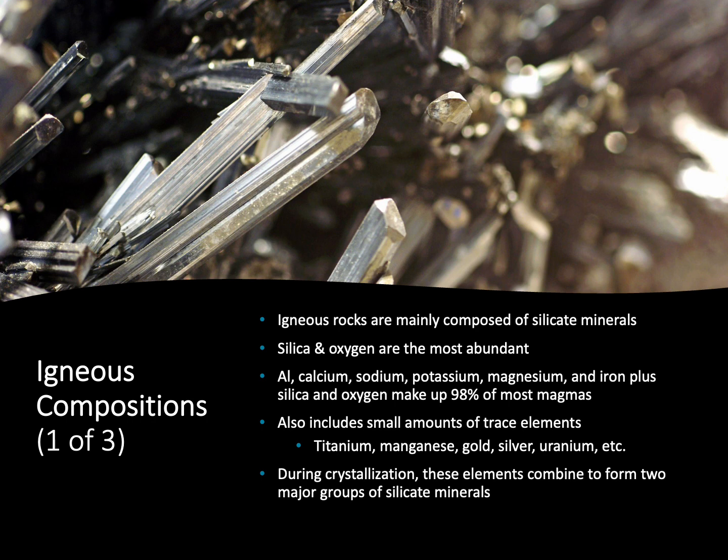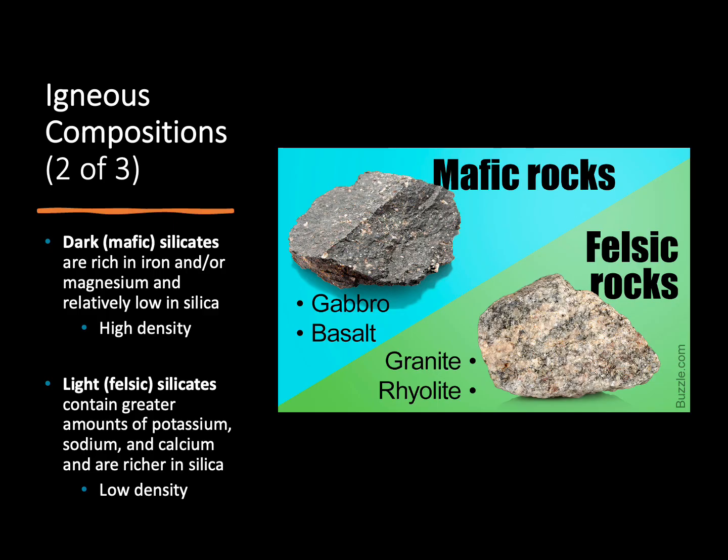And we're going to see that as we are looking at crystallization, as that lava is cooling down and turning into a solid rock, these different elements are going to form 2 major groups of silicate minerals, felsic and mafic igneous rocks. When we're looking at our mafic silicates, these are generally going to be dark in color because they have a lot of iron and magnesium in them. They don't really have a lot of silica. So this leads to them having a very high density. They're going to feel very heavy.